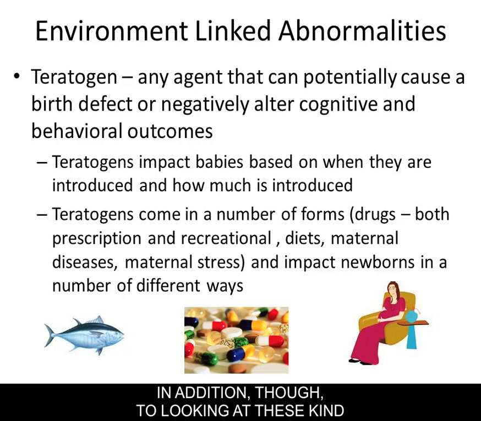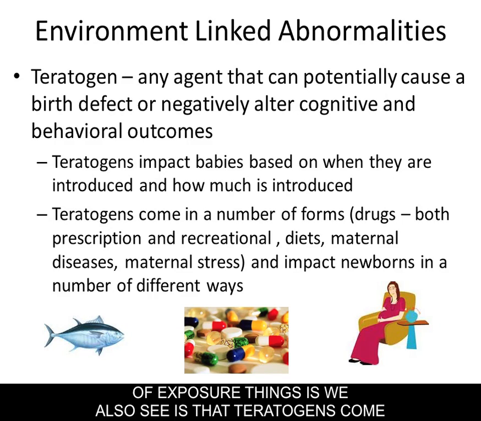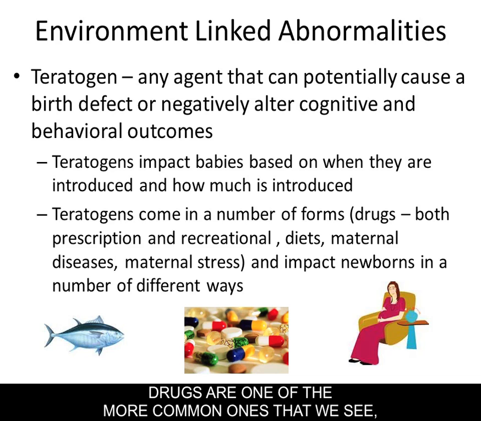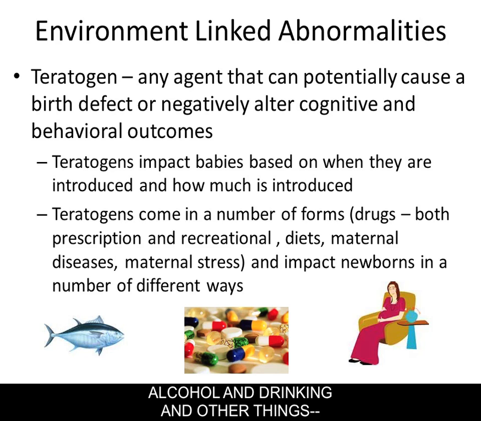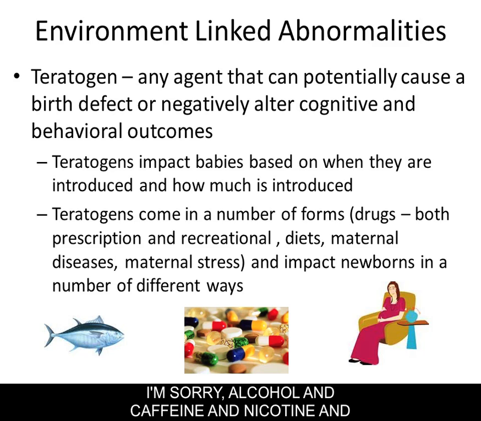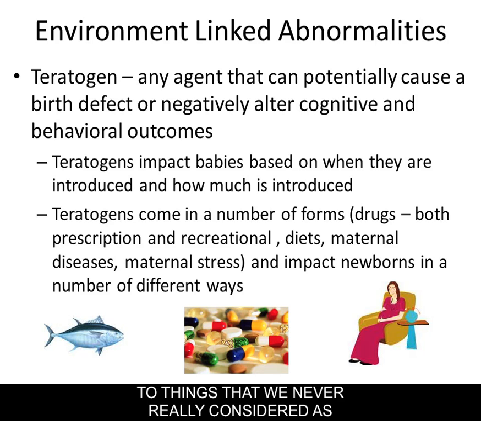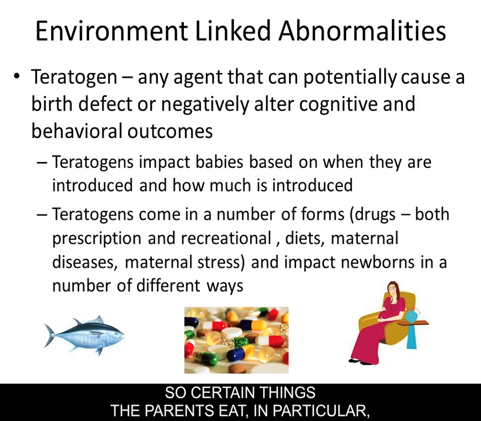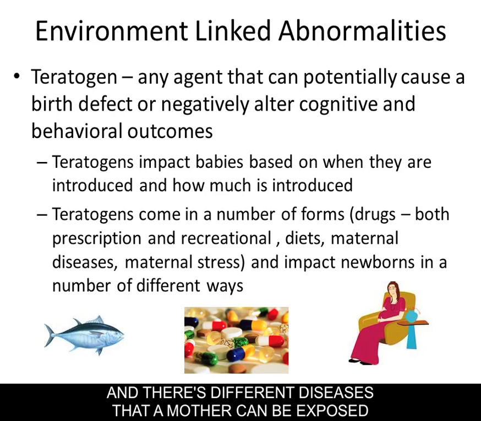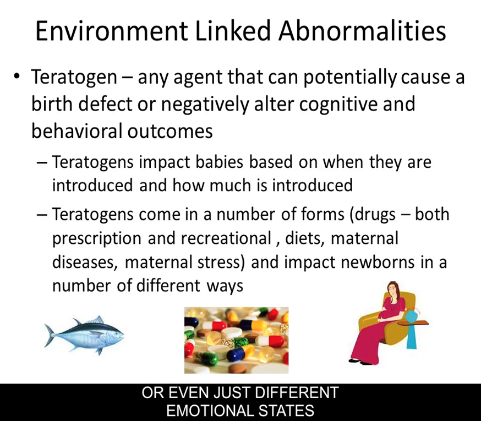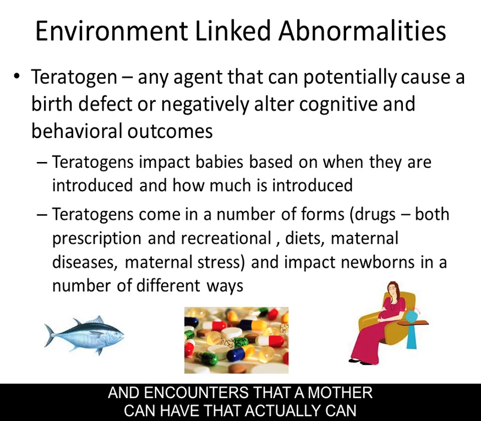In addition, though, to looking at these exposure things, we also see that teratogens come in a huge variety of forms. Drugs are one of the more common ones that we see, but a number of other things have started to pop up over the years that have moved away from drugs, like alcohol, caffeine and nicotine, and now have started to move to things that we never really considered as possible teratogens. So certain things that parents eat, in particular some fish and other objects, have now been considered teratogens, and there are different diseases that a mother can be exposed to, or even just different emotional states and encounters that a mother can have that can have an impact on the child.